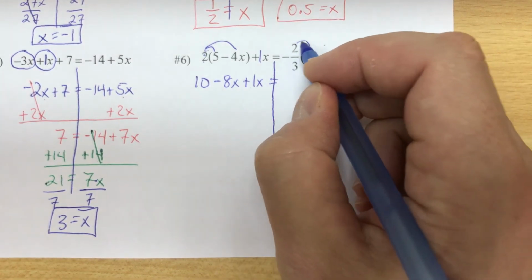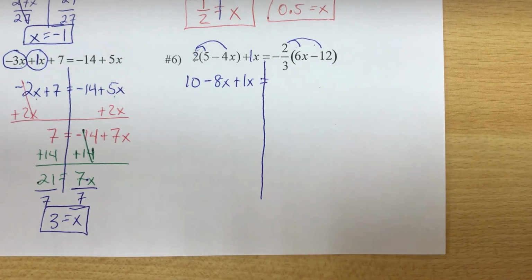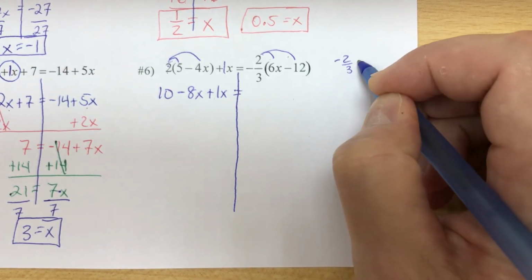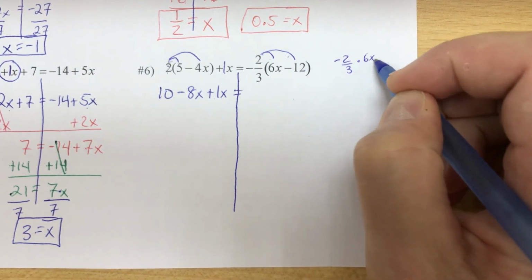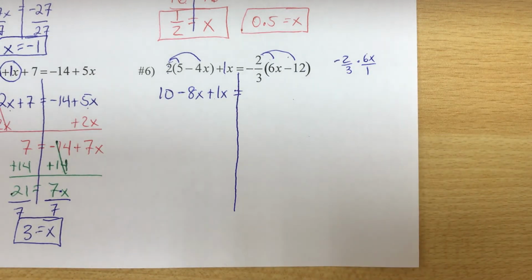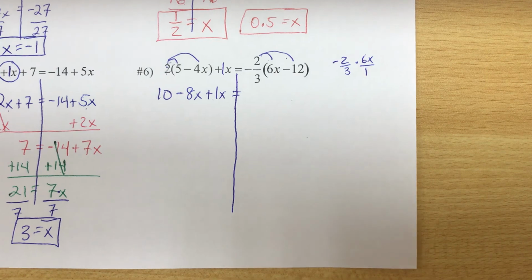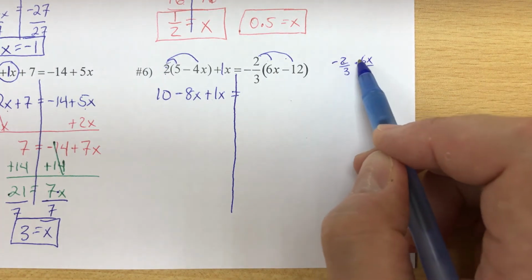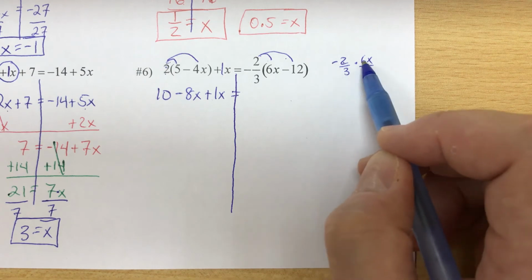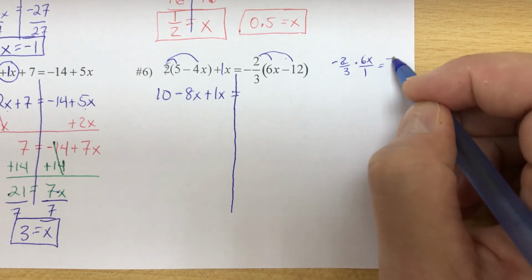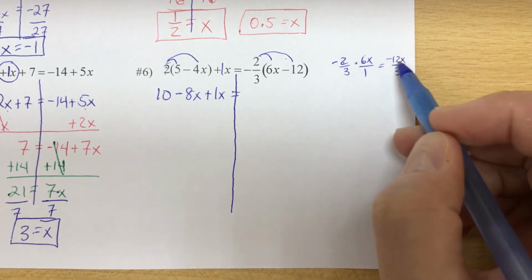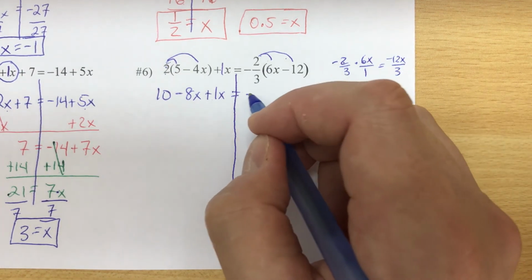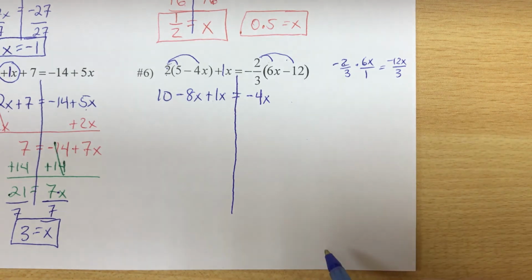Equals, okay, now we're going to multiply with a fraction here, distribute. On the right side, negative 2 over 3 times 6x. And I'll write that as 6x over 1. So multiplying fractions, you multiply the numerators together and the denominators. That's negative 12x divided by 3. And if we divide that, we get negative 4x. So this is negative 4x.